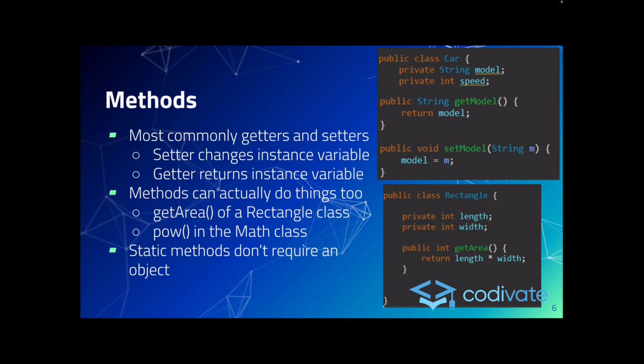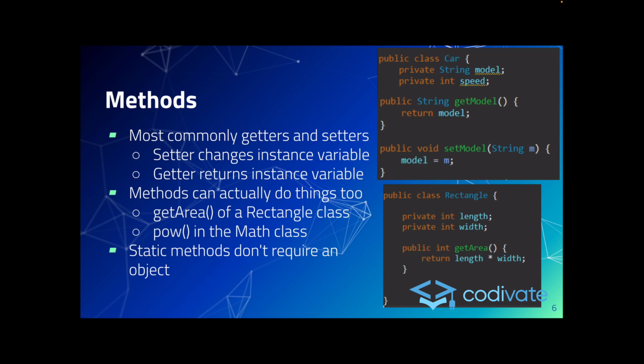For example, you might remember that we had a getArea method in our rectangle class. This method would return the area of a particular rectangle by multiplying its length and width. You can also look at an example like pow. The method pow in the Math class gives you the result when you take one number to the power of another number. So there are two types of methods, non-static methods and static methods.